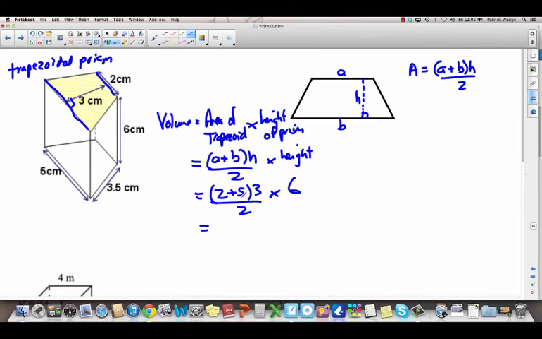So 2 plus 5 is 7, times 3 is 21, divided by 2 is 10 and a half. 10 and a half times 6 is 63 centimeters cubed.